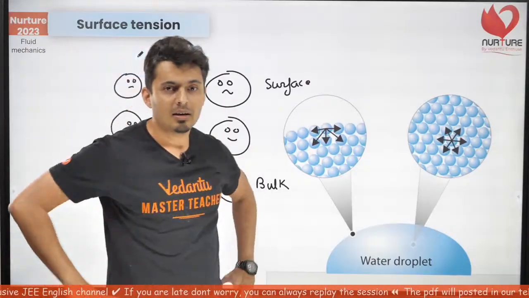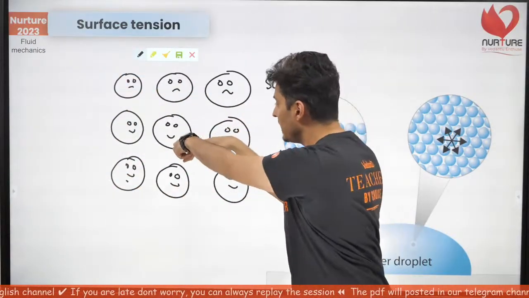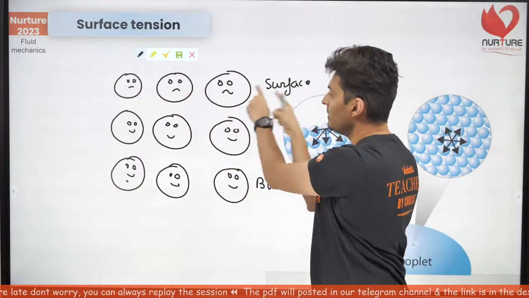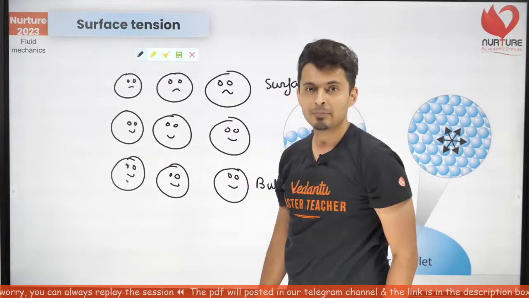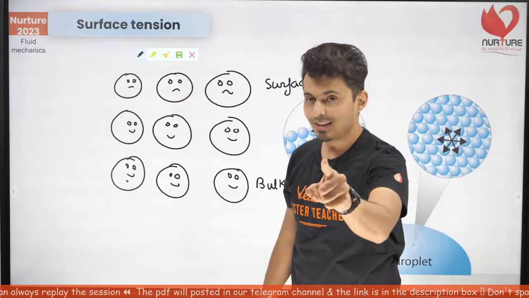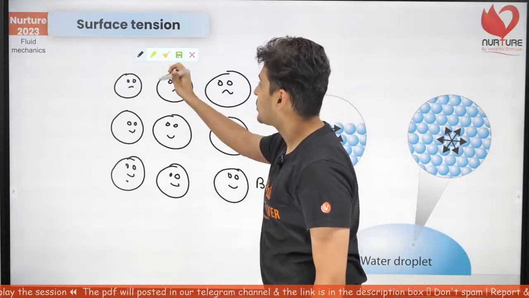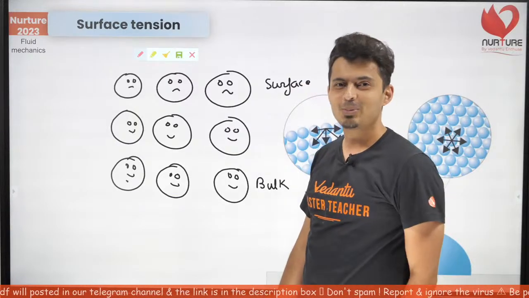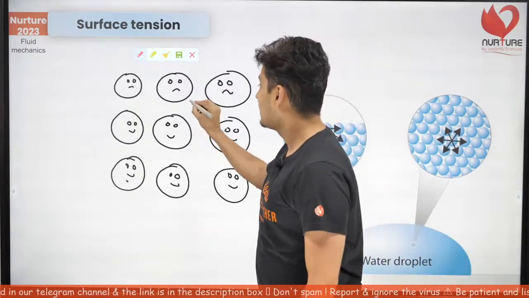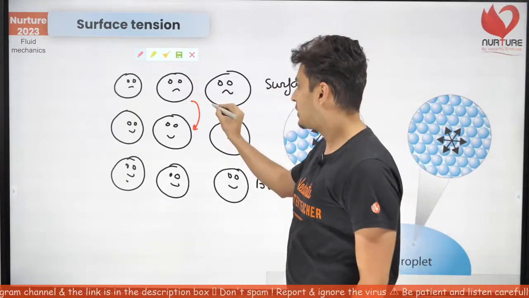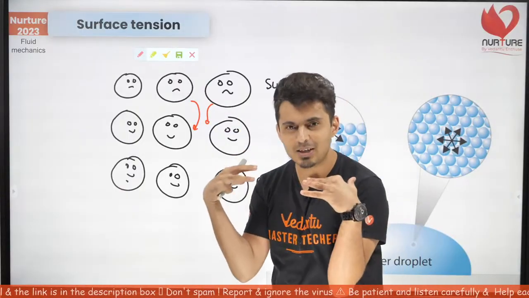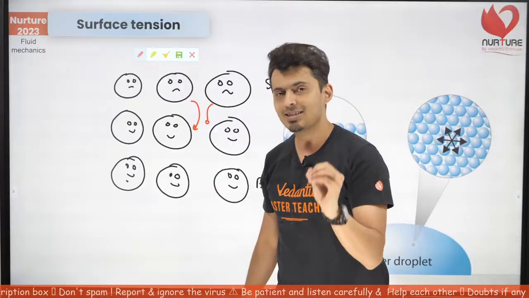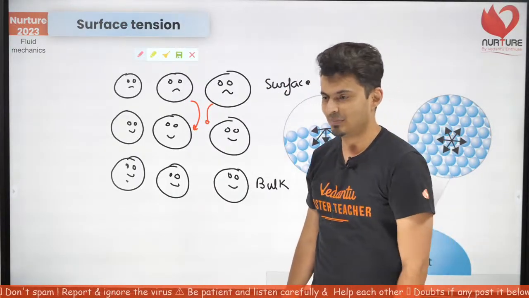They will be like, what the hell? I want to go here. I want to be him. I don't want to be him. I want to be him or him or him. Isn't it? So, that's why no molecule wants to be on the surface. If it gets an opportunity, it will try to go down. It will always tend to contract. It will always tend to minimize its surface area. Hence, that property of surface tension.